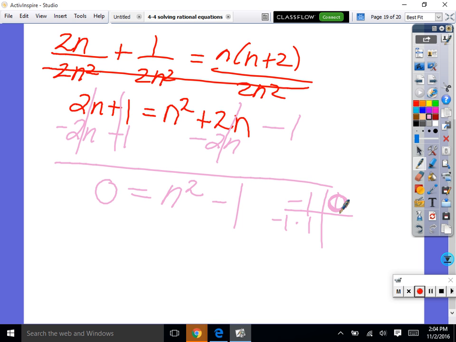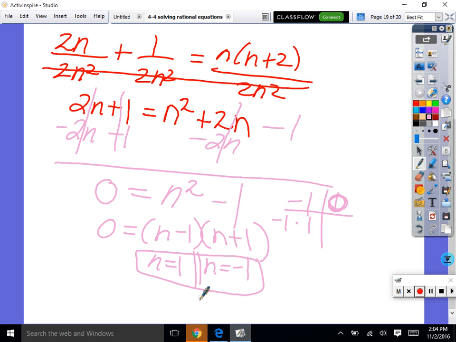So we have 0 is equal to n minus 1 times n plus 1. So now we can set each of those equal to 0. So don't we get n is equal to positive 1 and n is equal to negative 1. So you were saying we could have added 1 and square rooted plus and minus. We would have ended up at the same answer, right? Okay. Questions? No. Because solving quadratics, we could use the most appropriate method.